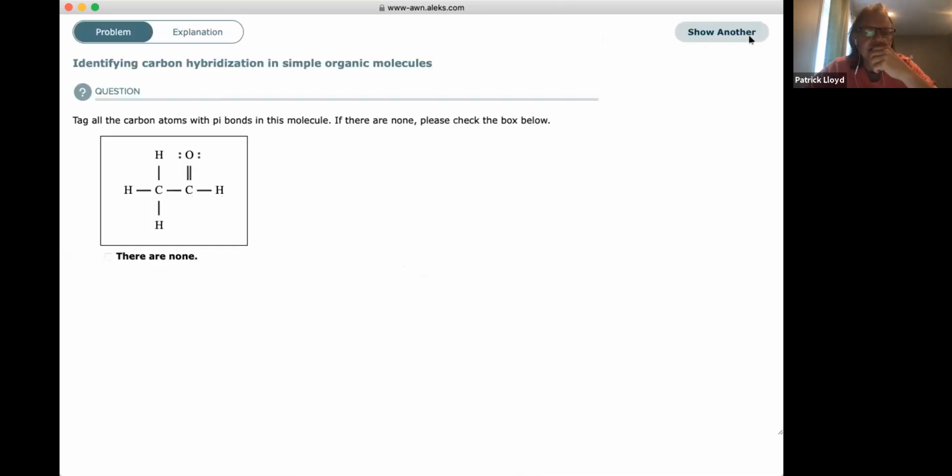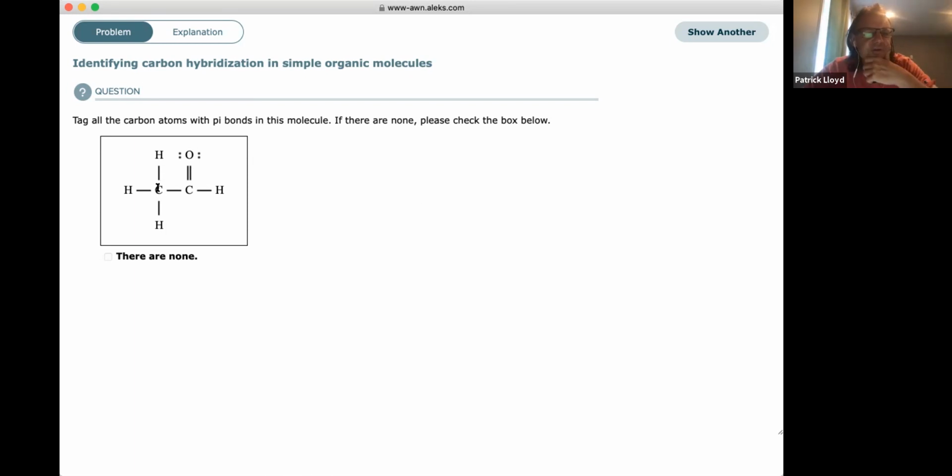Okay. So read the instructions carefully. Tag all the carbon atoms with pi bonds in the molecule. If there are none, please check the box below. Okay. So this is a different question. It's not asking us for hybridization, but let's do the hybridization of both carbon atoms. Hybridization is done for the central atoms, not for the surrounding atoms. Surrounding atoms don't need to hybridize. So we wouldn't generally ask what's the hybridization of oxygen here, but we would ask what's the hybridization of the carbon because it's a central atom.